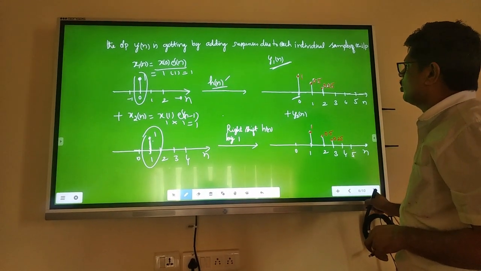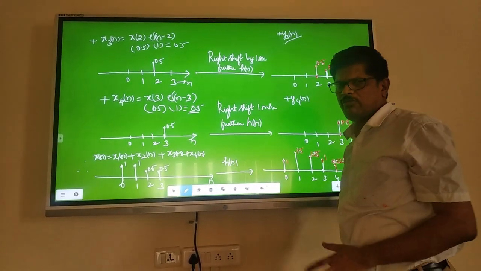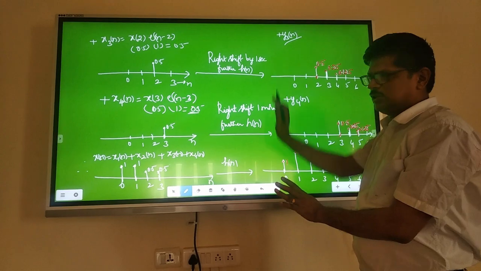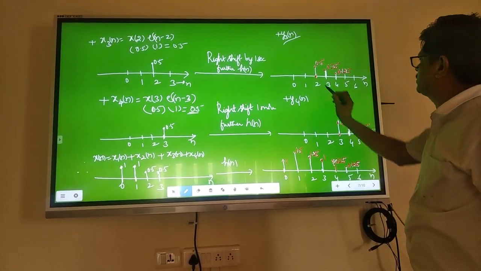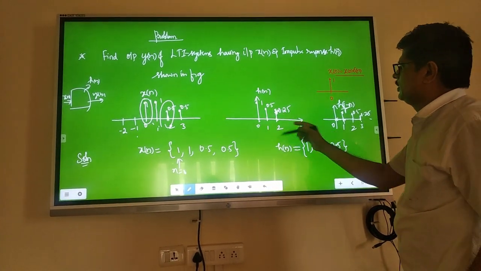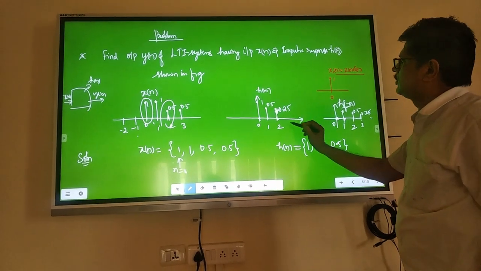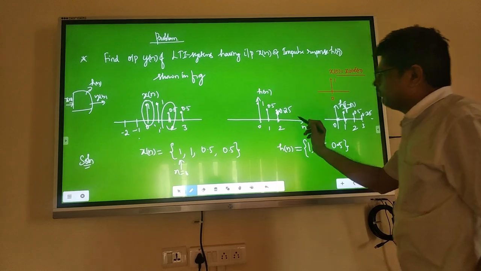Then lastly, similarly the last one, y4[n]. What should you do for y4[n]? Right shift again by 1. That's all. Once, you may find it tough. Afterwards it is easy. Right shift again by one more. Then your sequence starts from, instead of 2, it is 3. Your sequence starts from 3. At 3 you will get 1, at 4 you will get 0.5, at 5 you will get 0.25.